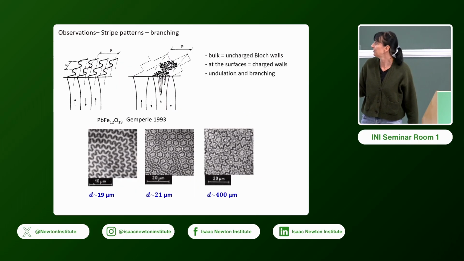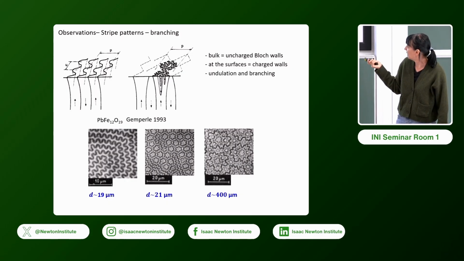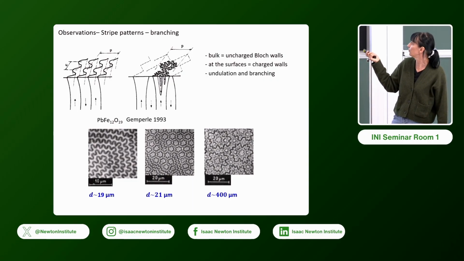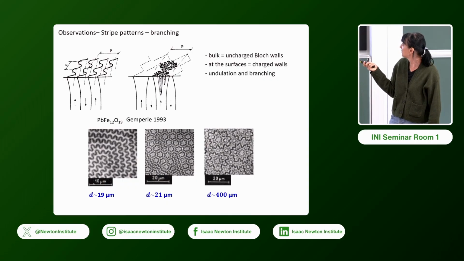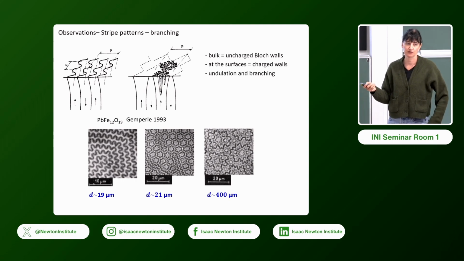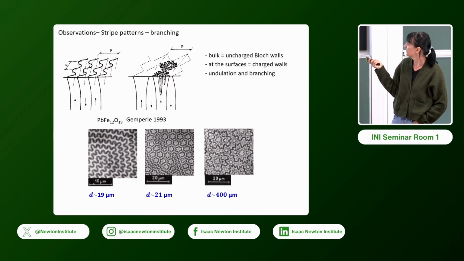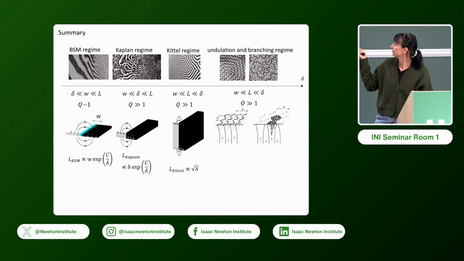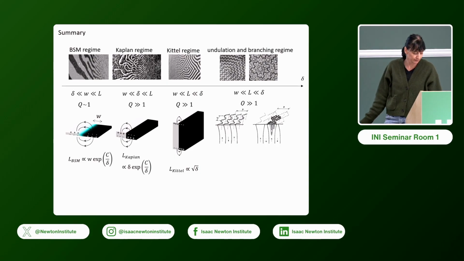And if you keep increasing the thickness, you will see this surface decoration which corresponds to forming of branches, and what the system is doing is cancelling the surface charges by sending them in the bulk. So here, in fact, in the bulk, the stripe remains like this, uncharged Bloch wall, but at the surface, the wall becomes charged, and we observe this. So this is just to add something to my summary.